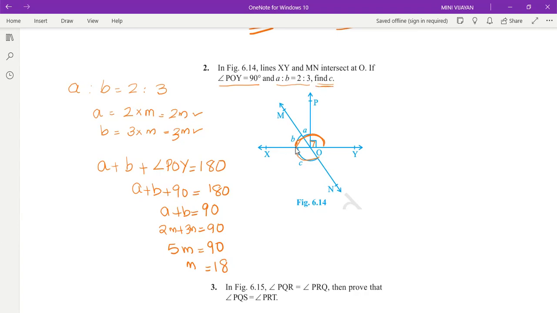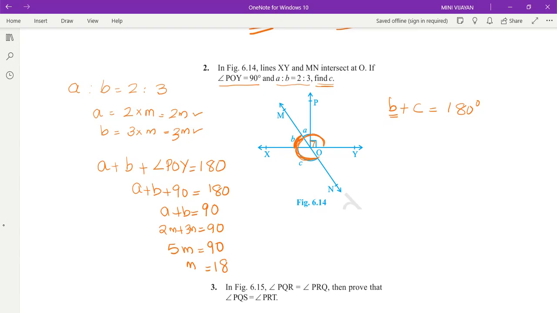Now, what we need to find is the angle C. Can you identify C in this figure? This is C. We can see that C is the linear pair of another angle. Which is the linear pair of C? The linear pair of C is B. B and C make the straight line MN. So we can write B plus C is equal to 180. So if you get the value of B, then it is easy to find the value of C. We can just subtract 180 minus B.